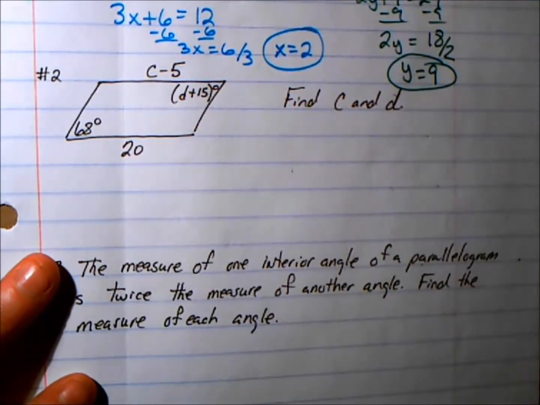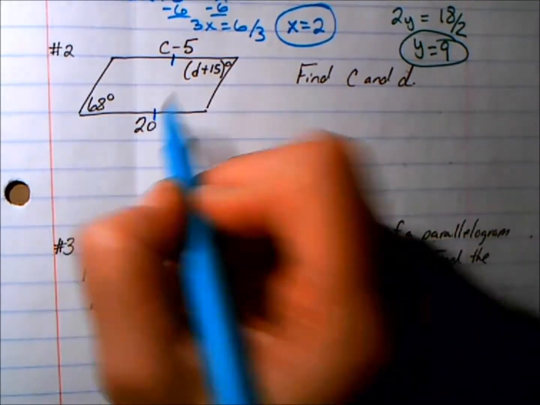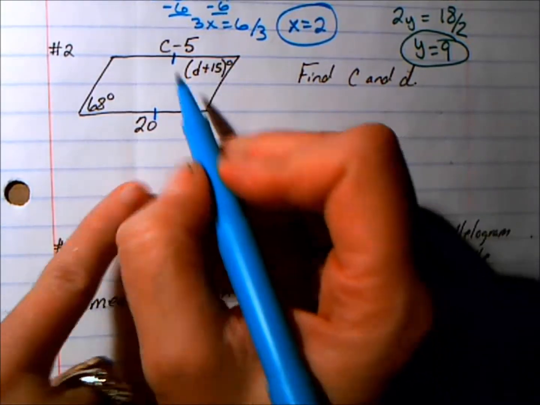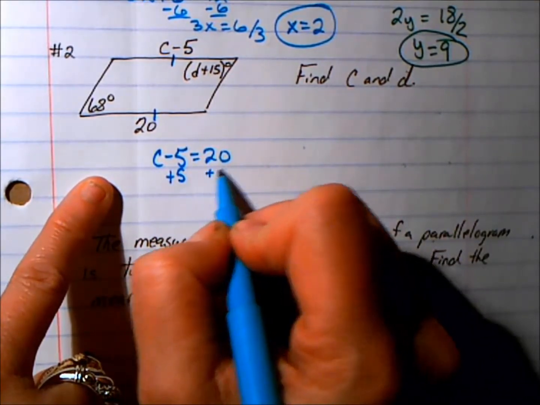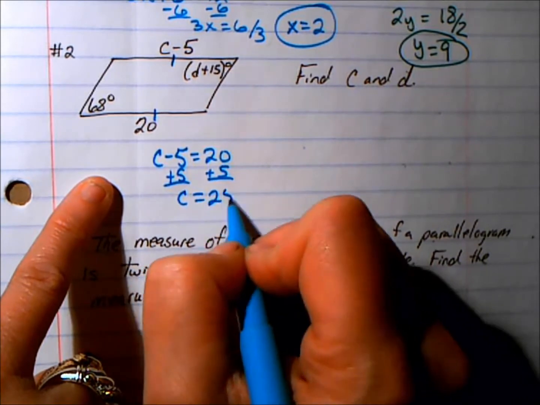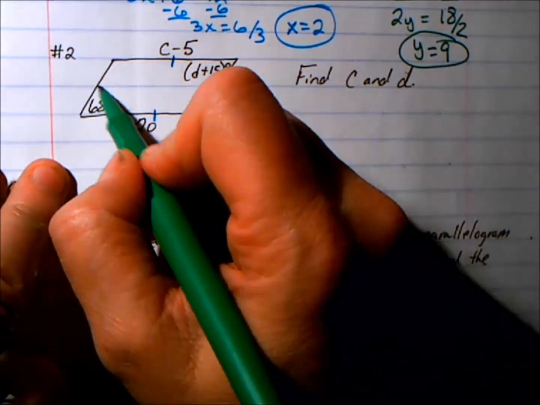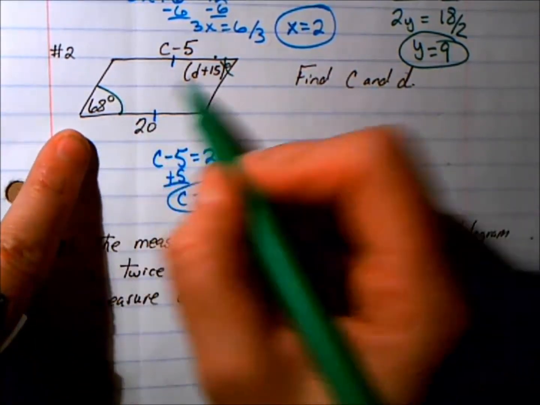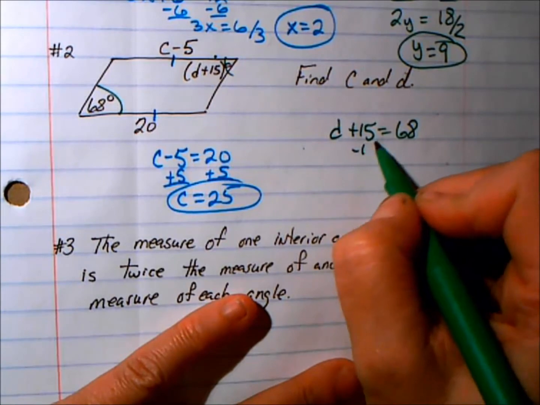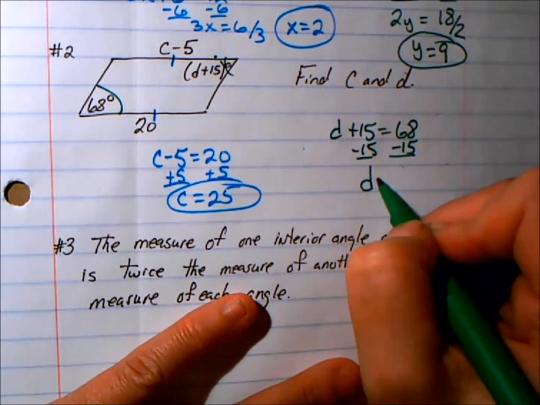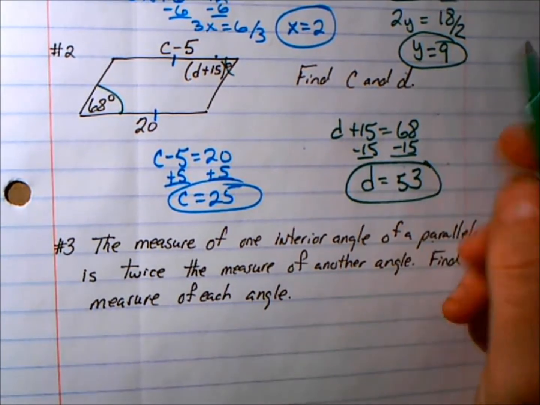Alright, on number 2, I have a parallelogram, and remember the opposite sides are congruent. So I can set this problem up doing c minus 5 is equal to 20. If I add 5, I get c equals 25. And then for the d, remember opposite angles are congruent, so I'm going to do d plus 15 is equal to 68. So if I subtract 15, d is equal to, looks like 53 on that particular answer.